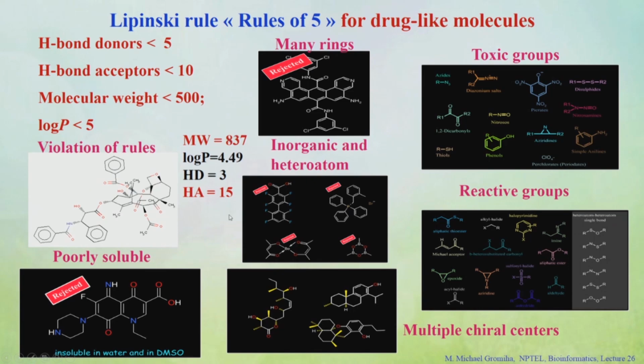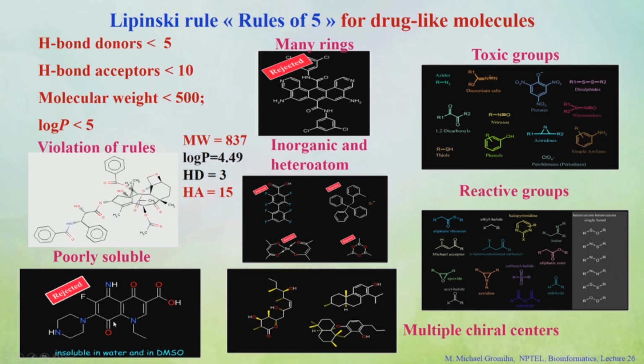What is Lipinski's rule of 5? Molecular weight should be less than 500. Hydrogen bond acceptors should be less than 10, and donors should be less than 5. And the partition coefficient, logP, is less than 5. So, here if you see compound number 1, the molecular weight is 837 and the hydrogen bond acceptor count is 15. In this case it violated two aspects, so this may not be a drug-like molecule.